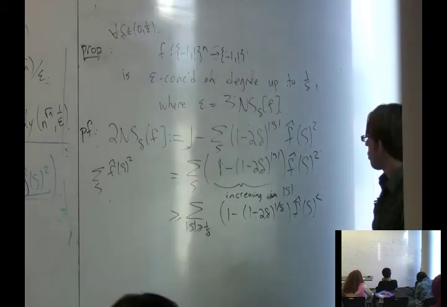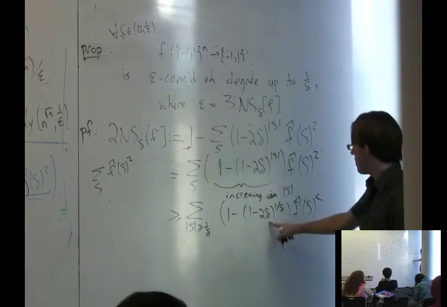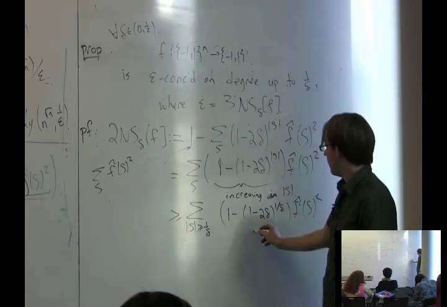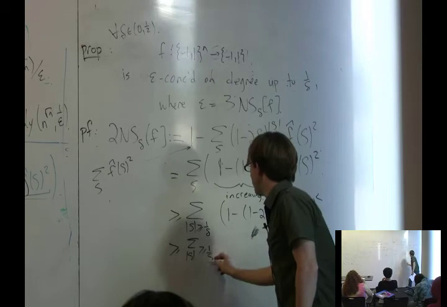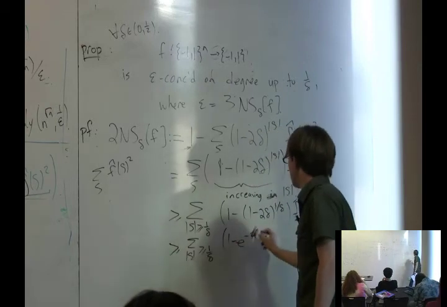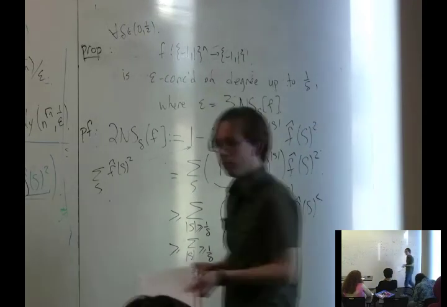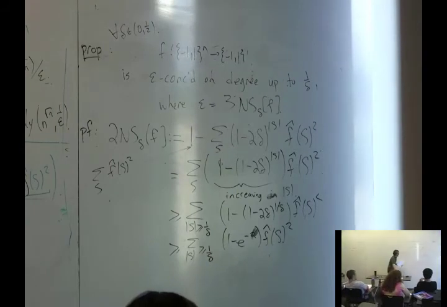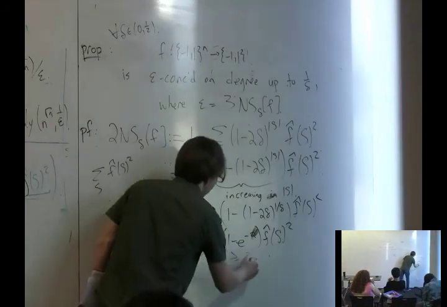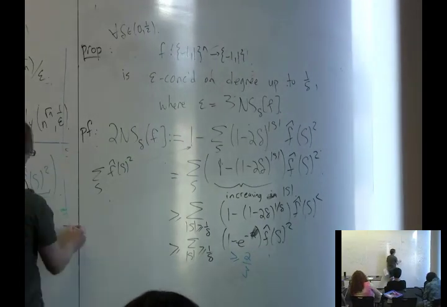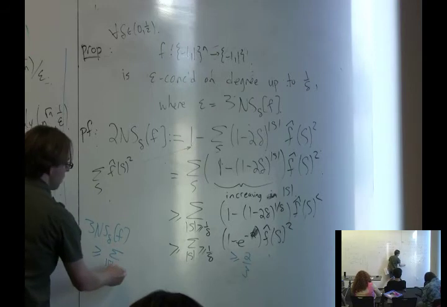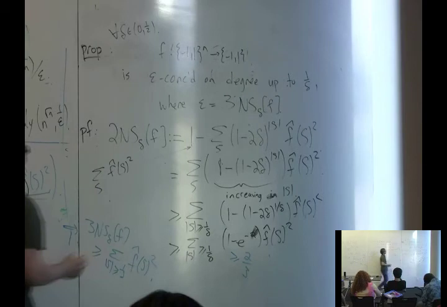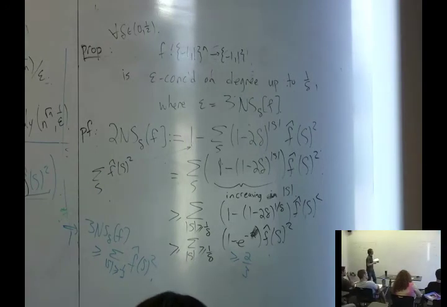Is that okay? And now I have something like (1 minus 2 delta) to the 1 over delta. That's something like e to the minus 2. In fact, it's true that this is at least the sum over s greater than or equal to 1 over delta of (1 minus e to the minus 2) times f hat s squared. And 1 minus e to the minus 2 is some number, and it's at least 2/3, as it happens. So if I bring the 2/3 to the other side, I get 3 times the noise sensitivity at delta of f is at least the sum over s bigger than 1 over delta of f hat s squared. Okay, and that's exactly the desired conclusion: the Fourier weight above degree 1 over delta is at most 3 times noise sensitivity.